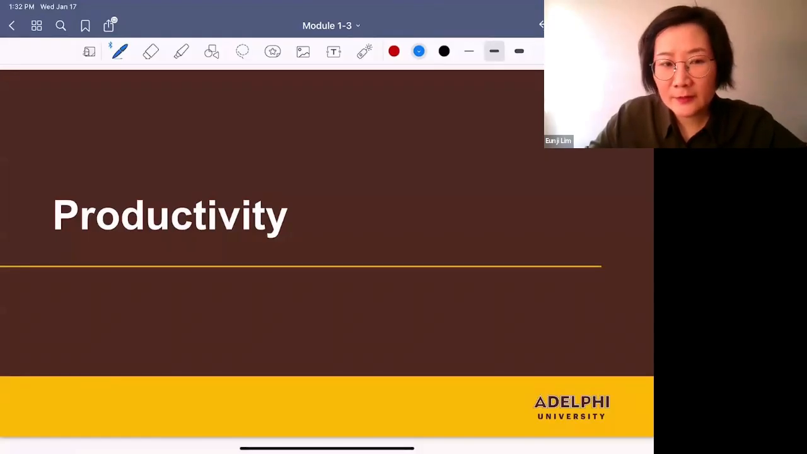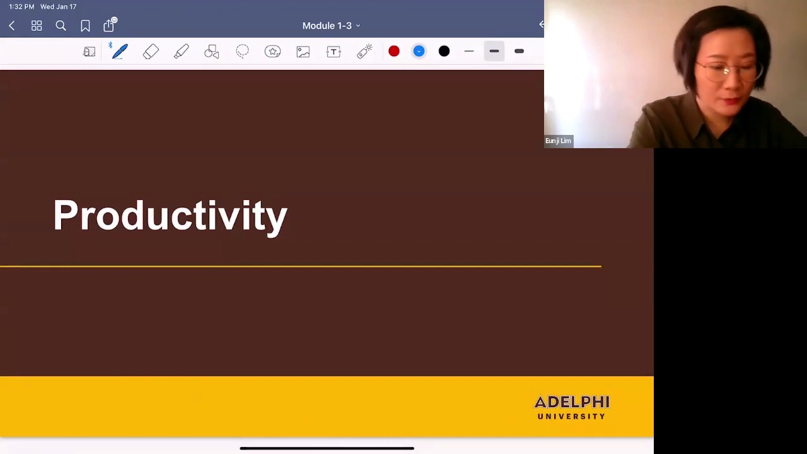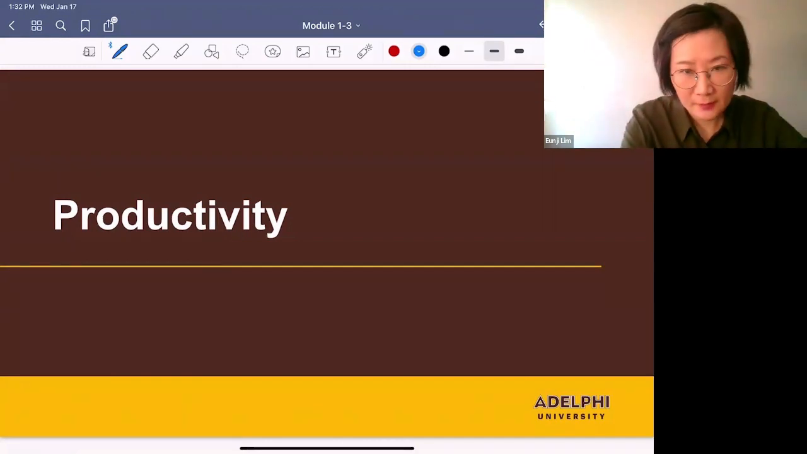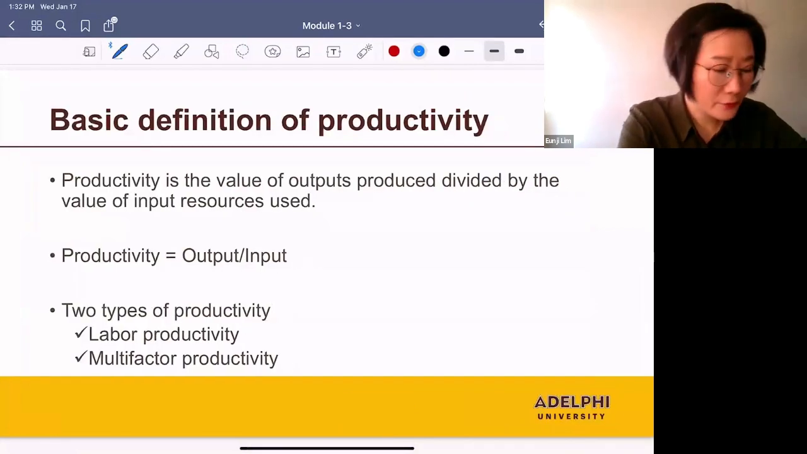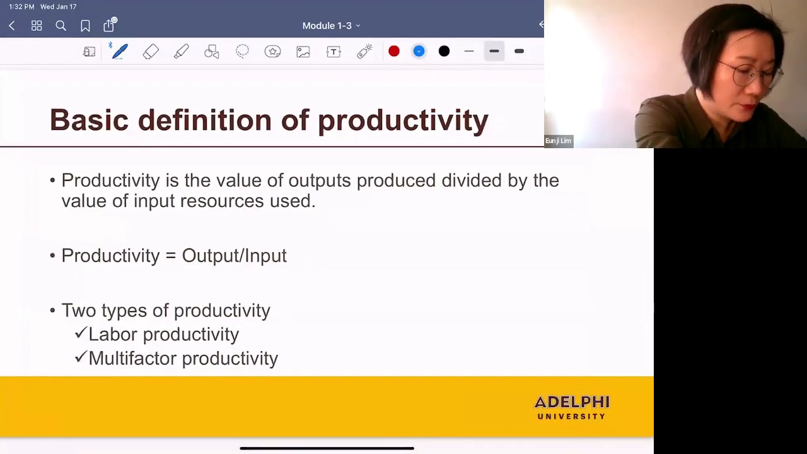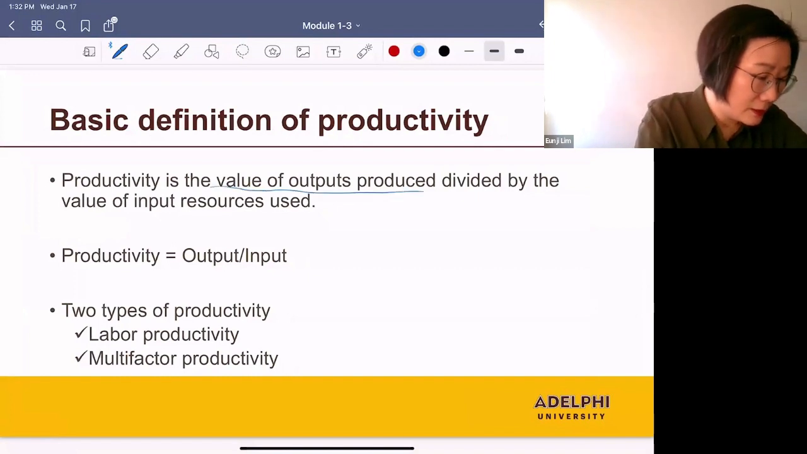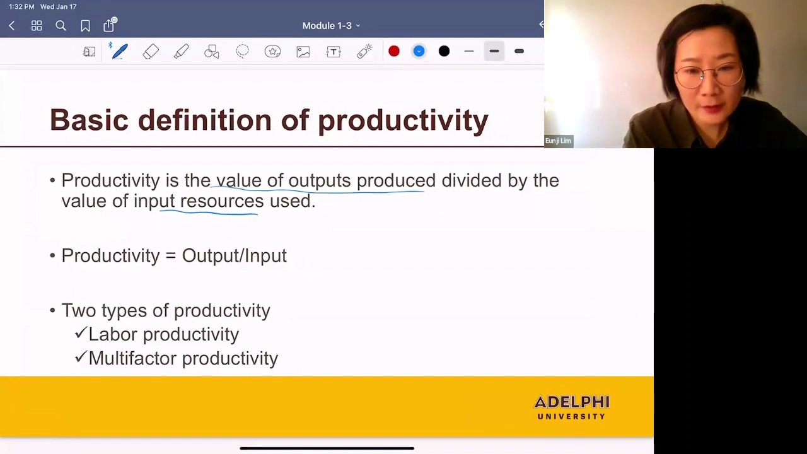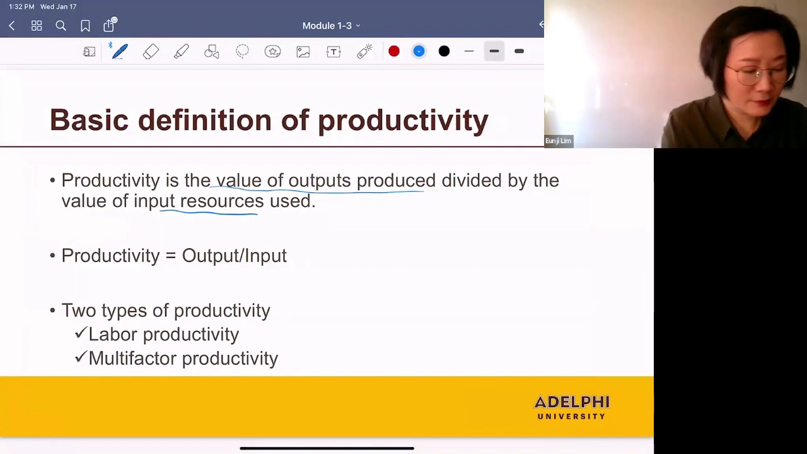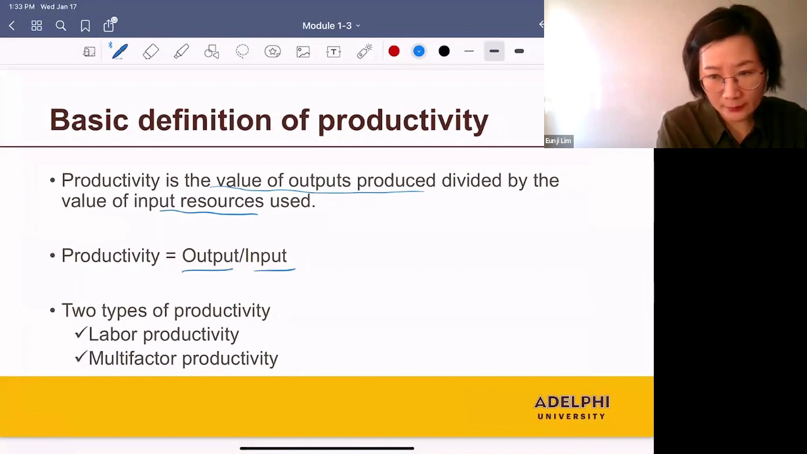Our next topic is productivity. How can we measure the productivity of an operation? The basic definition of productivity is the value of the outputs produced divided by the value of the input resources used. Mathematically, the productivity is defined by the value of the output over the value of the input.